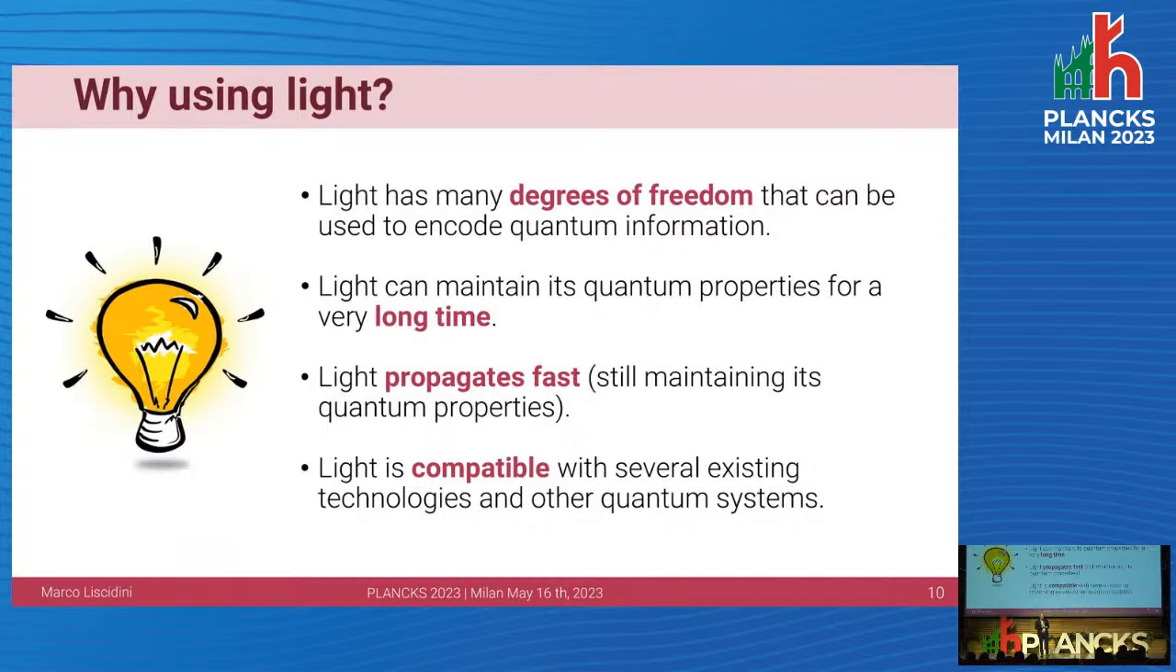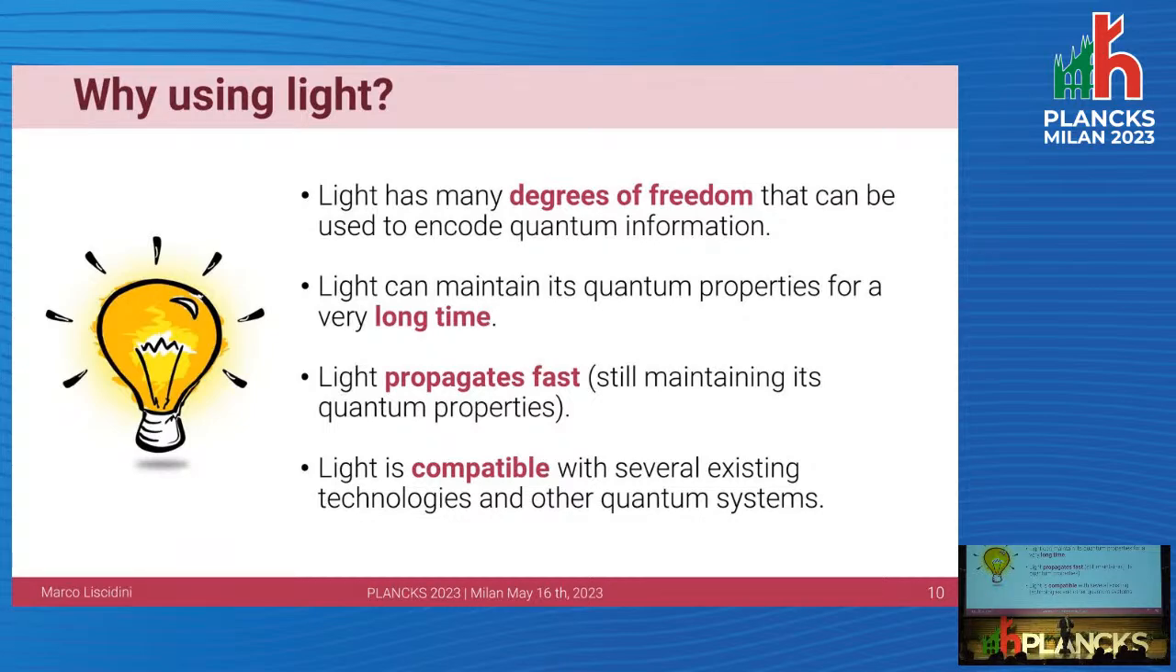And then the last of the interesting properties is that light is already compatible with an immense amount of the existing technology, okay? And in fact, in the study of quantum information theory, light has been used extensively, much more than the other two candidates, because it's very easy to do quantum experiments with light. They can be done in a small university. Okay? You don't need to cool down your system to millikelvin. You can do it at room temperature.